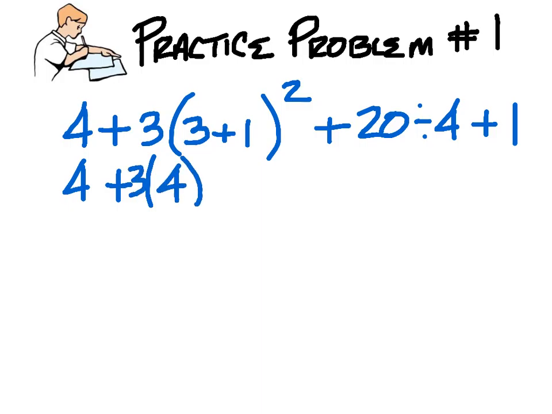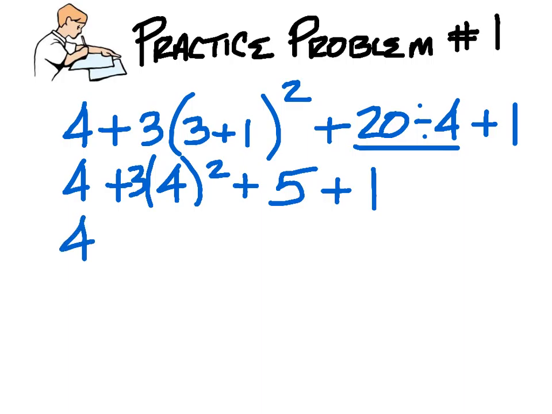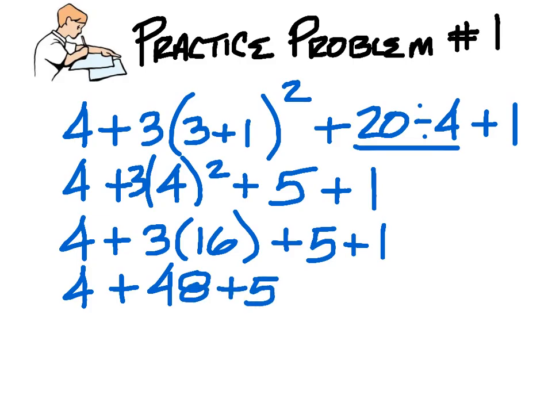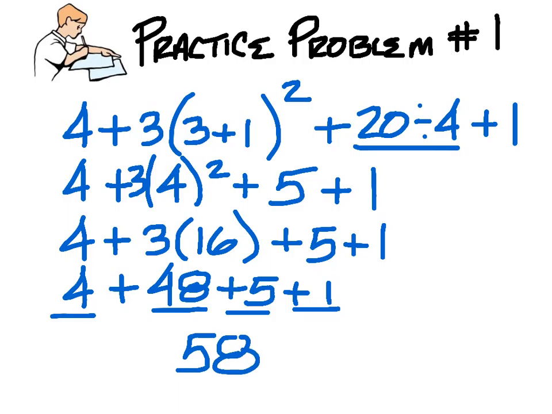So that would be 4. And then 20 divided by 4, we can go ahead and do that and make it 5. Go back and square the 4 to get 16. And then 16 times 3 is 48. Now it's just a straight addition problem. 4 plus 48 is 52, plus 5 is 57, plus 1 is 58. If you have that, come and get 2.